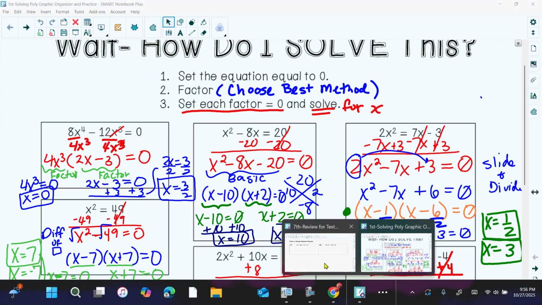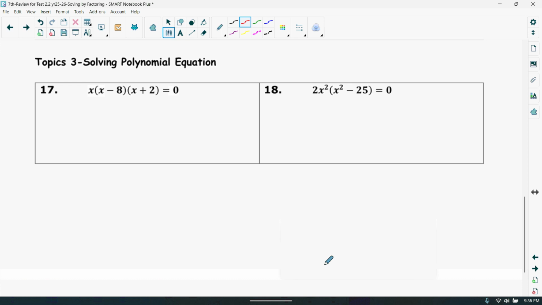So on this first problem here, if you notice, it's already equal to 0 here. And what we have here is this x, this parentheses x minus 8, and this x plus 2 equal to 0. These are all the factors. This is just the factor form. So what we could do is set each one equal to 0.